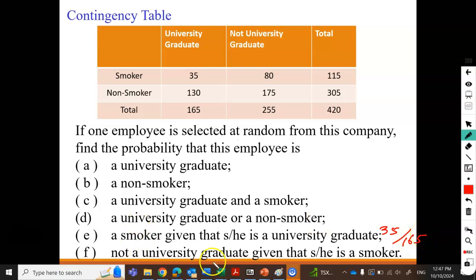Right, and not a university graduate given that he or she is a smoker. So now we have a conditional probability where it is given that he or she is a smoker. So smokers are total 115, and out of that 80 are non-university graduates. So you will get 80 out of 115.